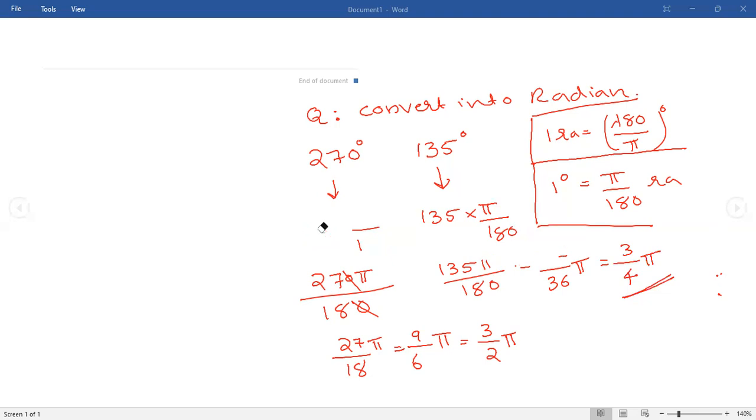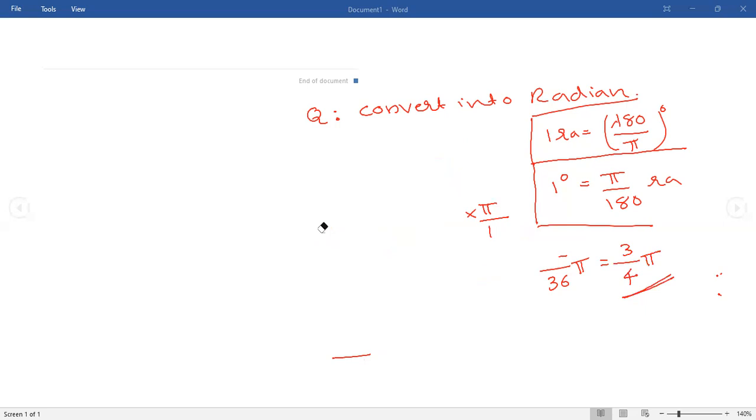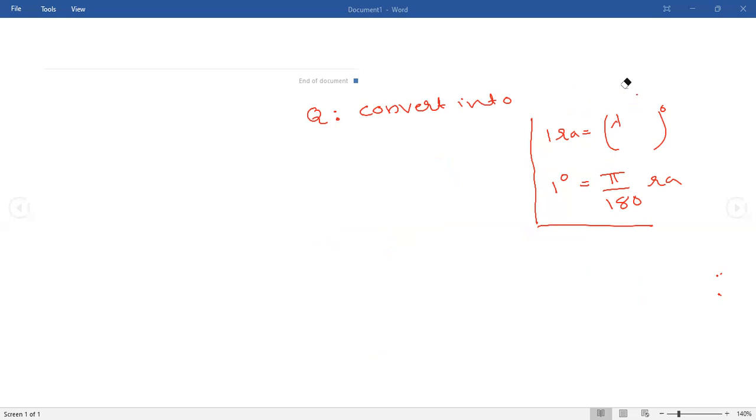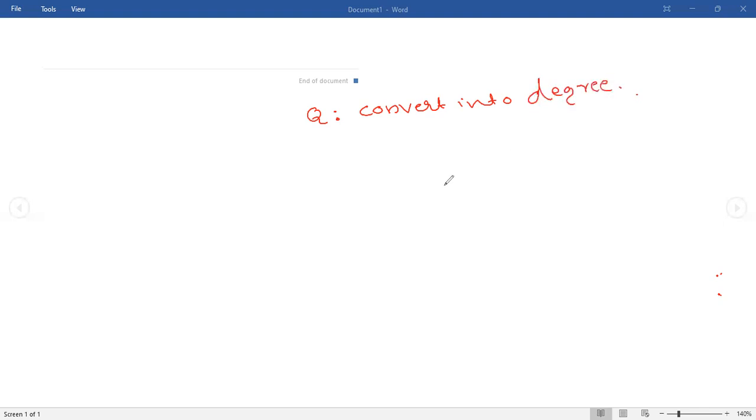So now we know very well how to convert an angle into radian. That is clear. Now we can look at another type of question. If the question is like this, convert into degree. Suppose the question is 2 pi by 3 radian.